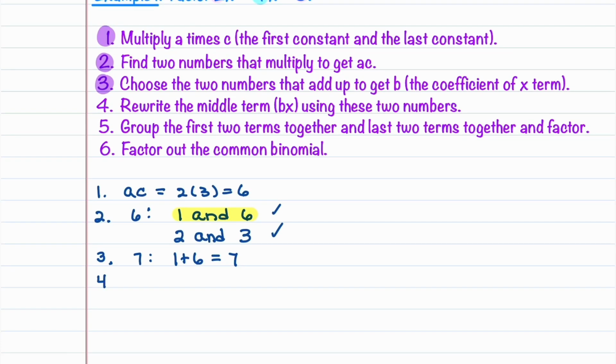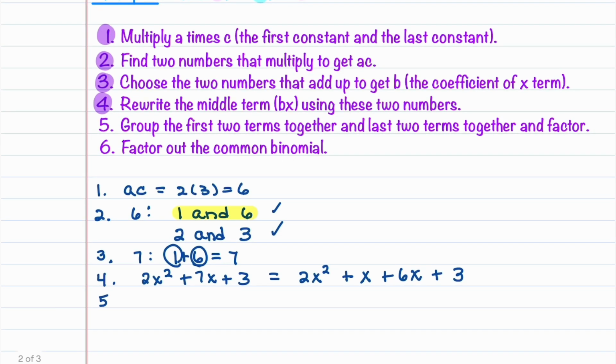Now let's go to our fourth step. Our fourth step says that we're going to rewrite the middle term using these two numbers. Let me show you what this is going to look like. We'll start by writing down our quadratic, 2x squared plus 7x plus 3. And now we're going to take that middle term, which is 7x, and we're going to rewrite it. So we have 2x squared plus, we're going to rewrite it as an x and as a 6x. So plus x plus 6x, and then our 3 comes along for the ride.